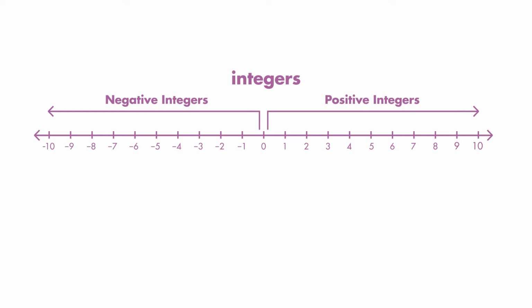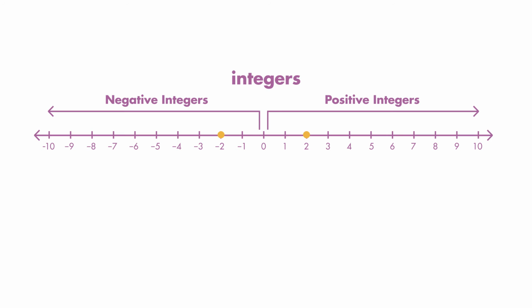Positive integers are greater than 0, and negative integers are less than 0. 0 is not positive or negative. The opposite of the integer positive 2 is negative 2, since both numbers are 2 spaces away from 0. The opposite of a negative integer is a positive integer.